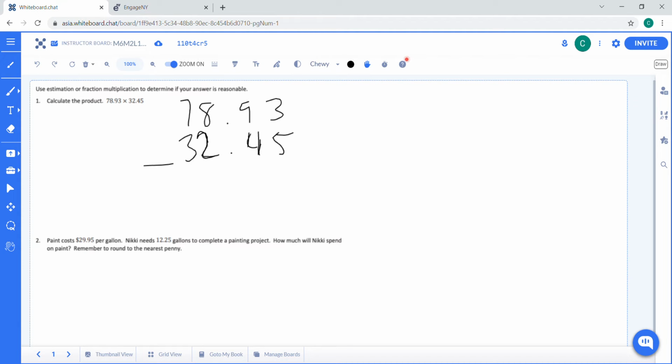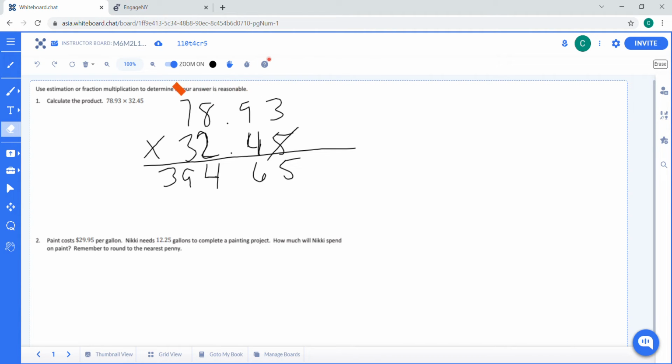Multiply that, always start over here. 5 times 3 is 15, carrying 1. 5 times 9 is 45, plus 1 is 46. 5 times 8 is 40, plus 4 is 44. And 5 times 7 is 35, plus 4 is 39. Alright, done with that.